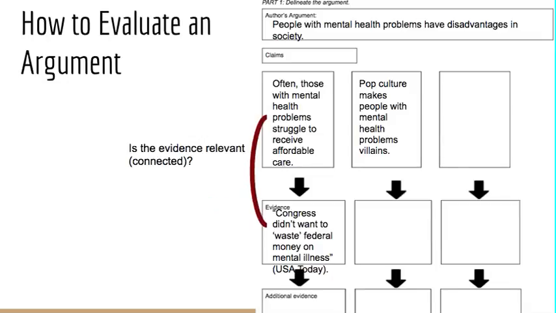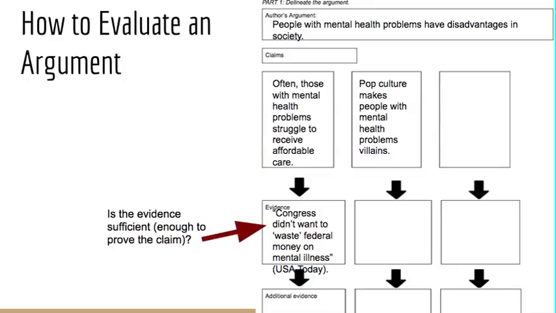The other thing I have to look at is whether or not the evidence is connected. So talking about affordable care and the government not wanting to waste money on mental illness seems to me to be a connected evidence and claim, because clearly if the government is not putting money into mental illness problems, then people with mental illnesses are going to foot more of the bill.